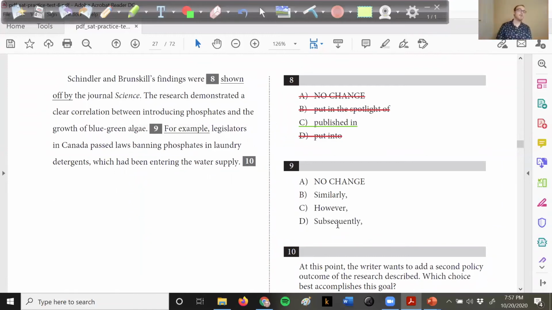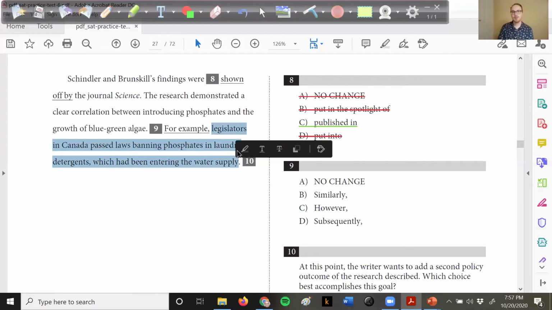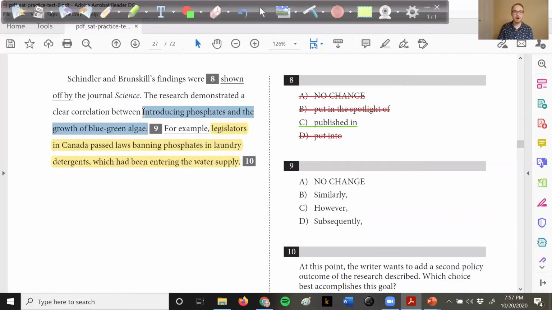Okay, now I know we're being tested on what these are called, which is transitional phrases. Phrases that bring you from one thought to the next. Now we'll be able to go into those in some more detail later. But if we have something that says, for example, that means that what follows should be an example of what came before.